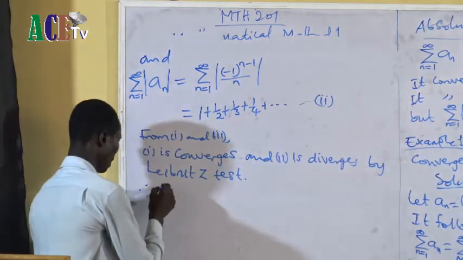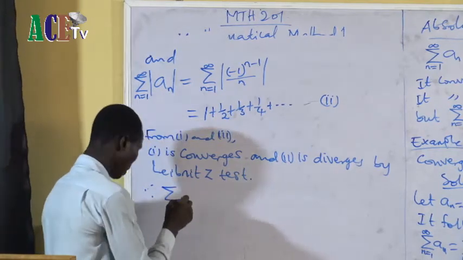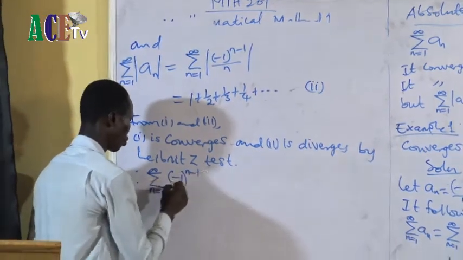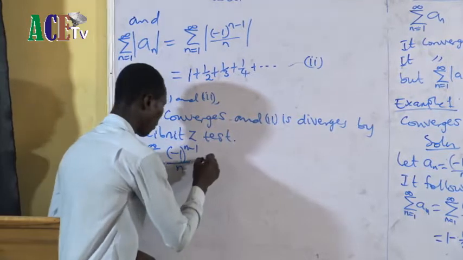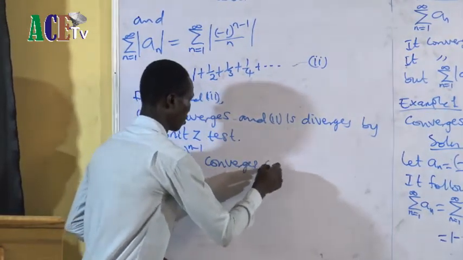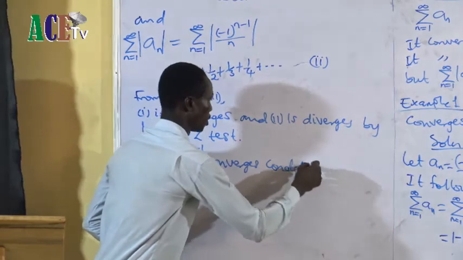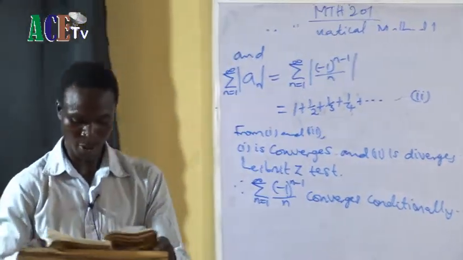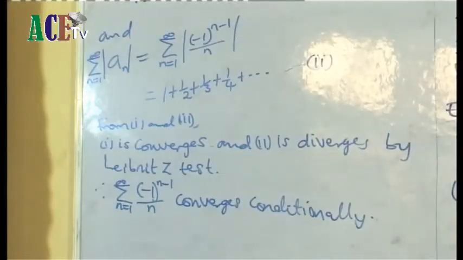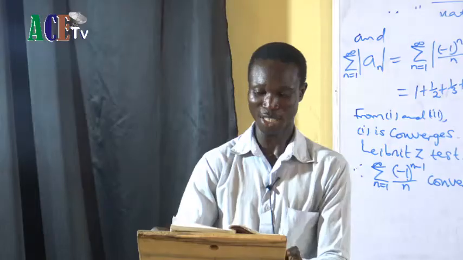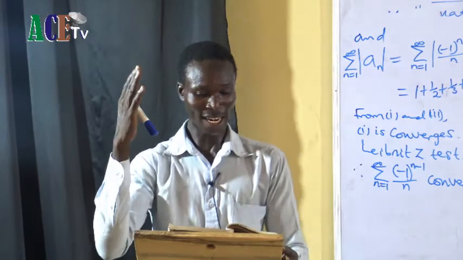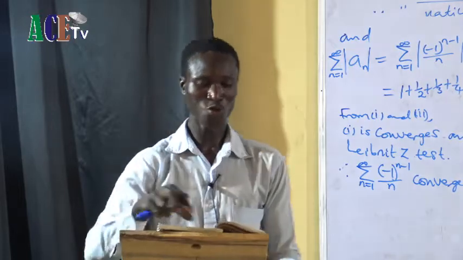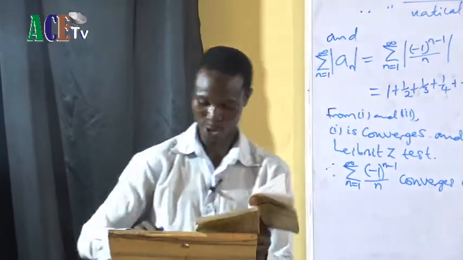Therefore, the series sum from n equals 1 to infinity of minus 1 to the power n minus 1 over n converges conditionally. And that is the end of the problem. Yes, we are done with section 2, chapter 2 of that textbook, and that is all about the sequence and series. The next topic is partial differentiation, and we meet to discuss that one later. God bless you all.